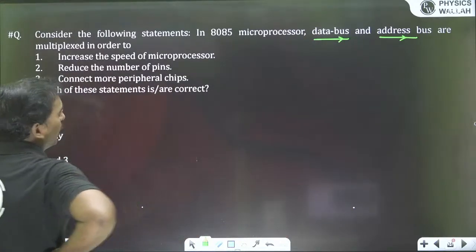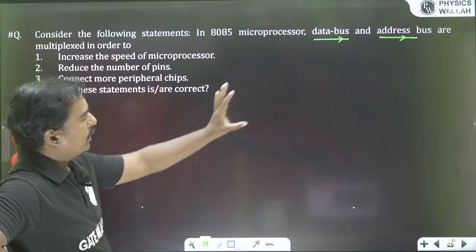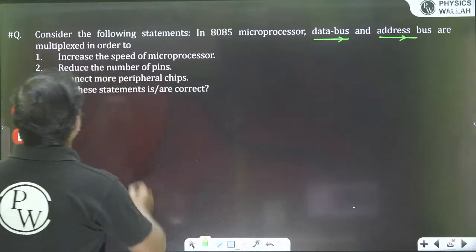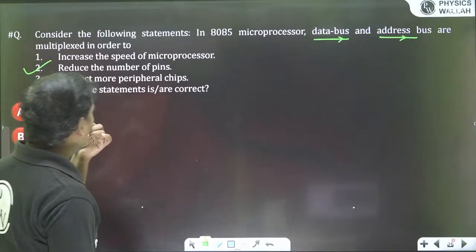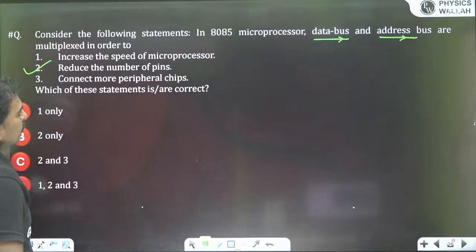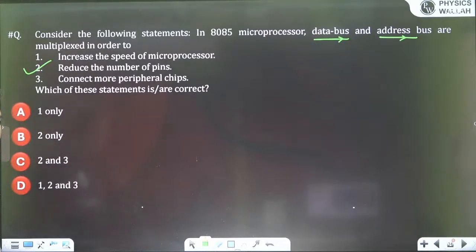Consider the following statements in the 8085 microprocessor. Data bus and address bus are multiplexed in order to, obviously, reduce the number of pins. When you reduce the number of pins, you can connect more peripheral chips. That is also correct, yes or not? We can connect more peripheral chips. Is it right or not?